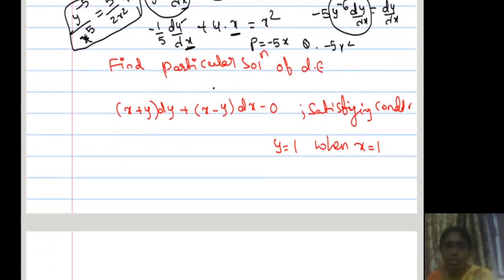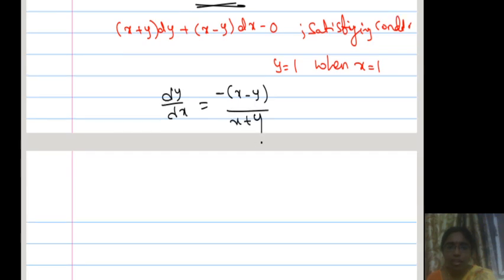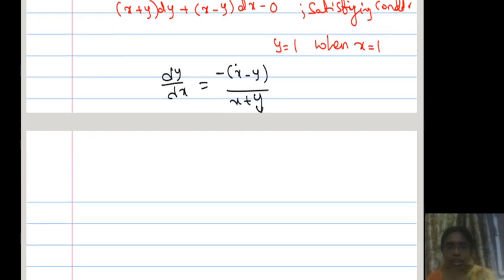Now the particular solution. Up to now we only discussed the general solution. So how to find the particular solution? First of all, you find the general solution. How to find it? First write dy by dx is equal to minus of (x minus y). Taking cross multiplication, it becomes x plus y. Tell me, is it homogeneous? I think it is homogeneous because the power is 1 in the numerator and denominator, so you can say it is a homogeneous differential equation.